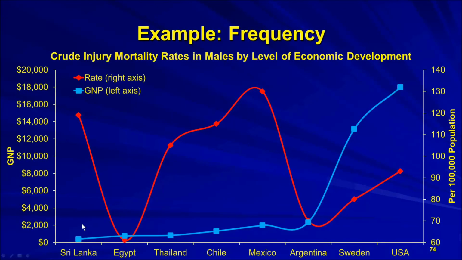Is Sri Lanka a thriving country in terms of gross national product? According to this, not. Is Egypt? No. Is Thailand? No. Is Chile? No. Is Mexico? No. Is Argentina? No. And where we have higher gross national product, we have lower mortality rates amongst males in crude injury mortality. So you can see the relationship between these two trends in terms of crude injury mortality.